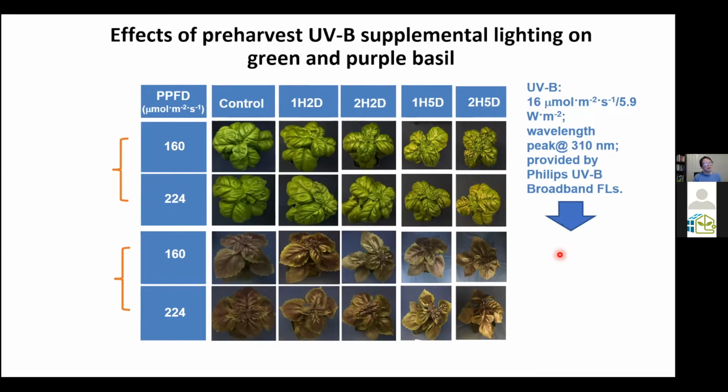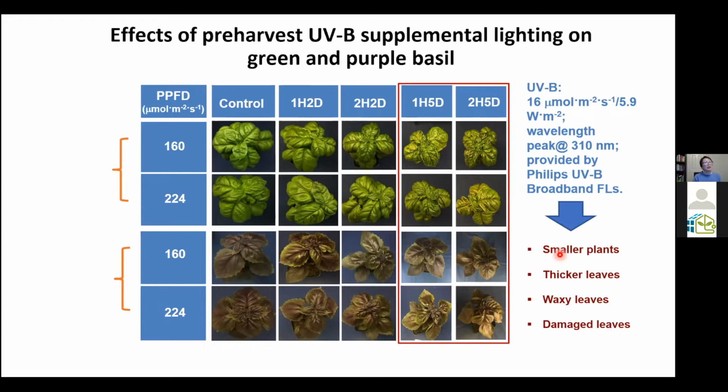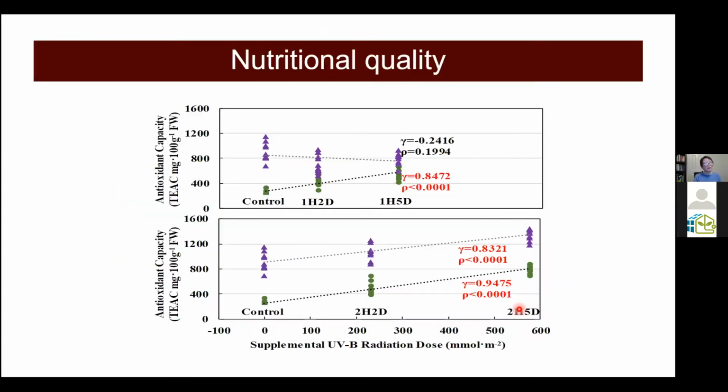So, if we increase the length of the radiation, then we see these kinds of damages: smaller plants, shorter plants, sick leaves, and damaged leaves. And the damage, you can see that the green basil is more severe and the purple basil is less. And if we look at the nutritional quality data, this is the antioxidant capacity.